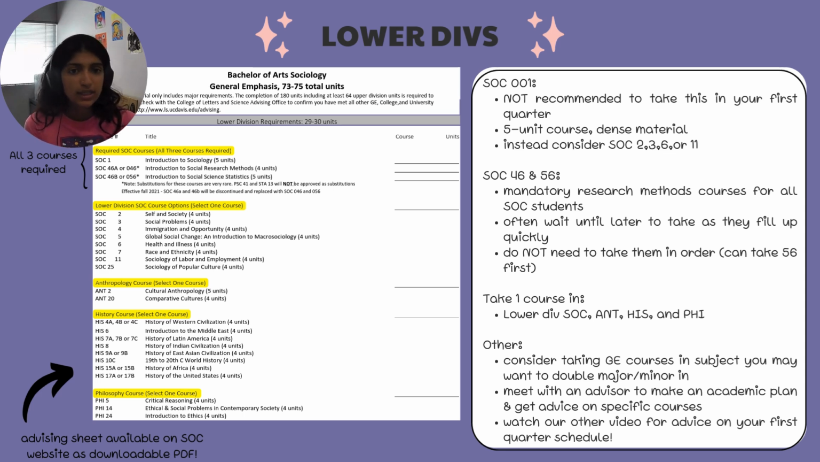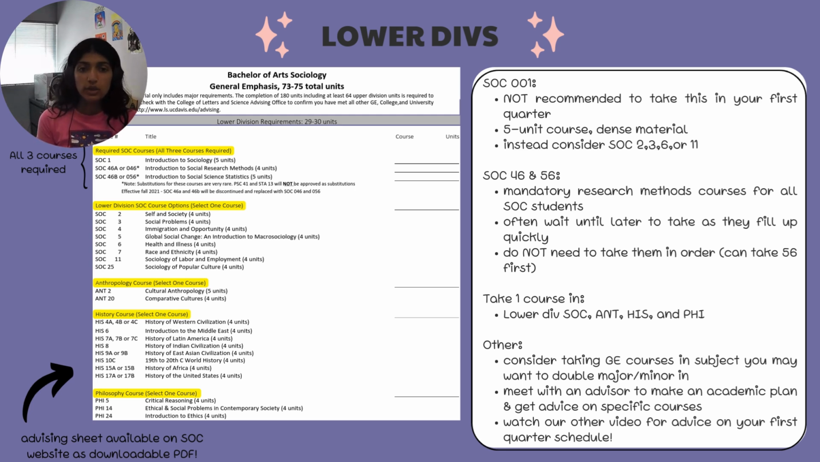And I do just want to give some quick tips and tricks about selecting your lower division courses. First, I would definitely recommend not taking Soc 1 in your first quarter here, or even your second, to be honest. It's a 5-unit course, and it's pretty dense material because it's pretty theory-based. Instead, I would consider taking one of the other options that you have for lower division Soc courses, whether that be 2, 3, 4, 5, 6, 7, 11, or 25.